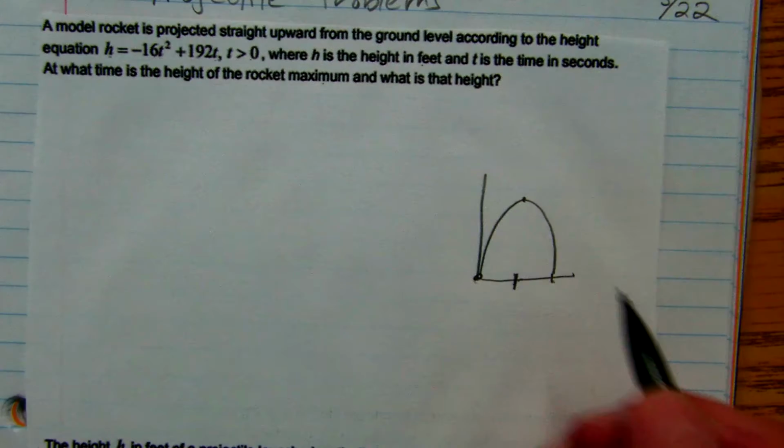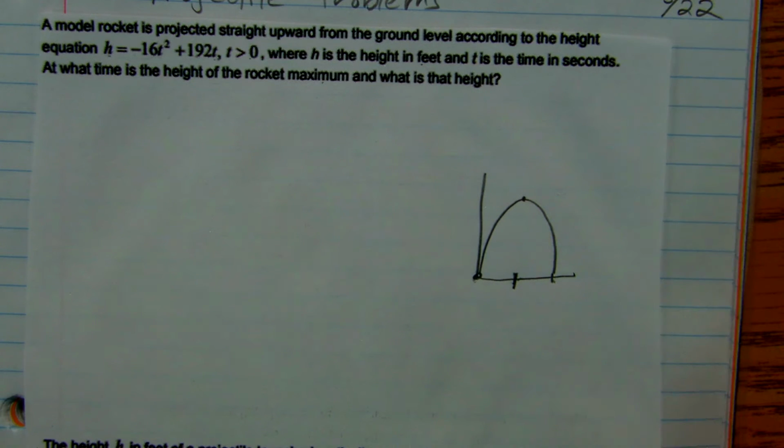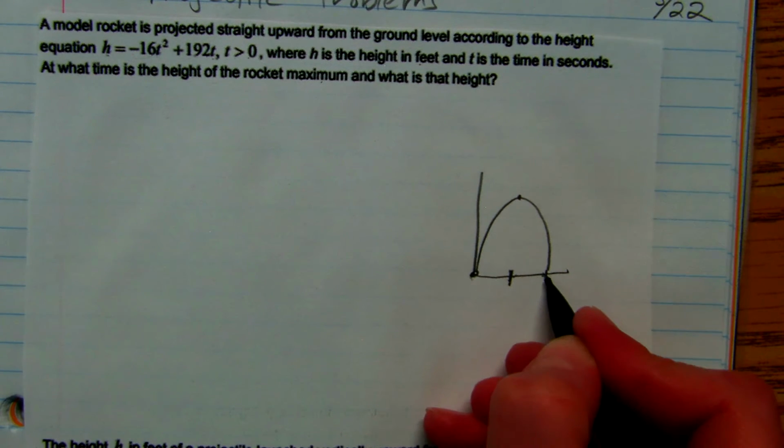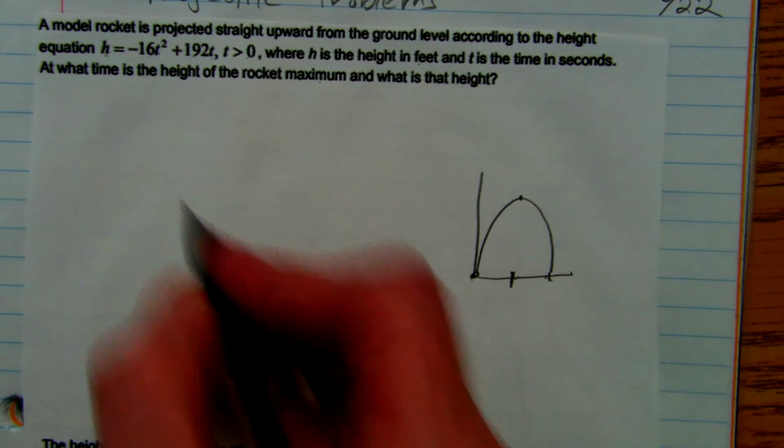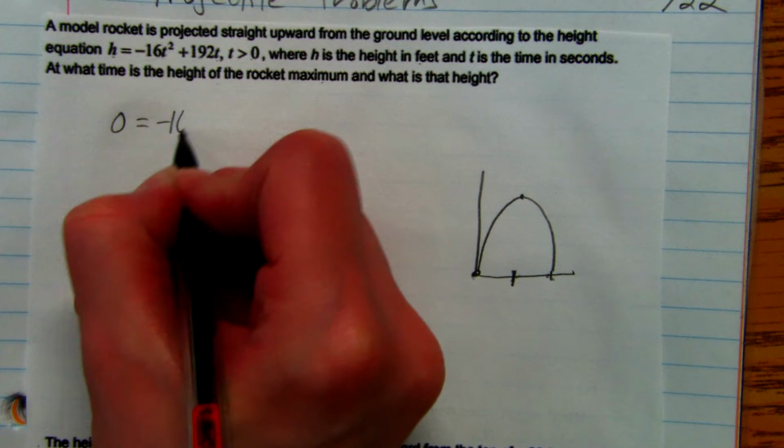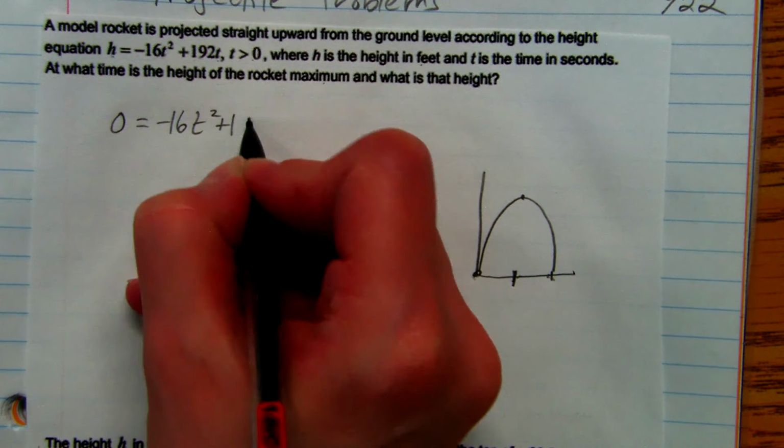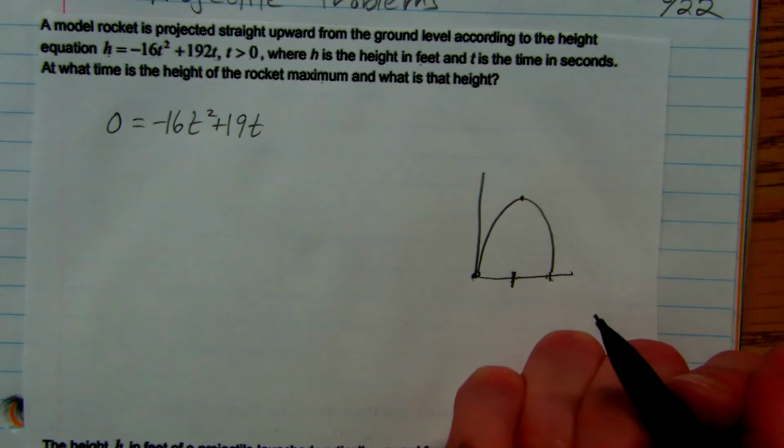So when it hits the ground, what is the height? Max. 192. When I'm on the ground, what is my height? 0. So I'm going to put 0 in. And that's good because we need 0 in order to solve this anyway.